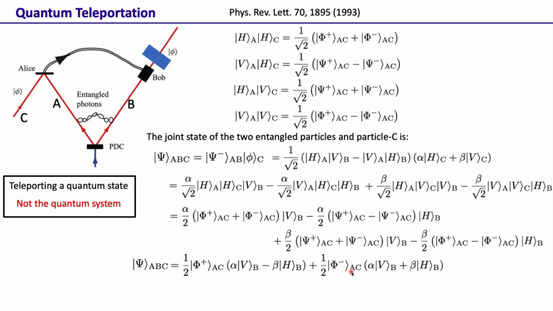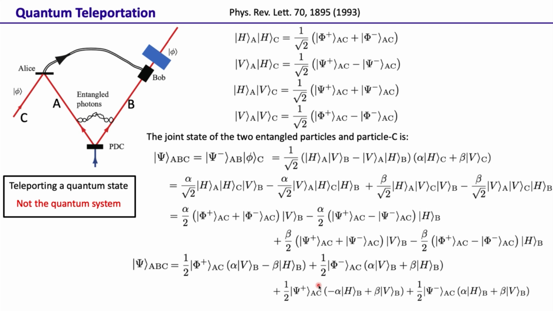Similarly, we can collect the terms containing phi minus and then write it like half phi minus for AC, tensor product alpha VB plus beta HB. And similarly, we can do it for the other two terms as well by collecting the terms containing psi plus and psi minus. So this is again just rewriting the same three-particle state, and now we have it in terms of the state of particle AC, that is in terms of the Bell state, times the state of particle B. And then we see that this state contains a coherent superposition of four different terms.